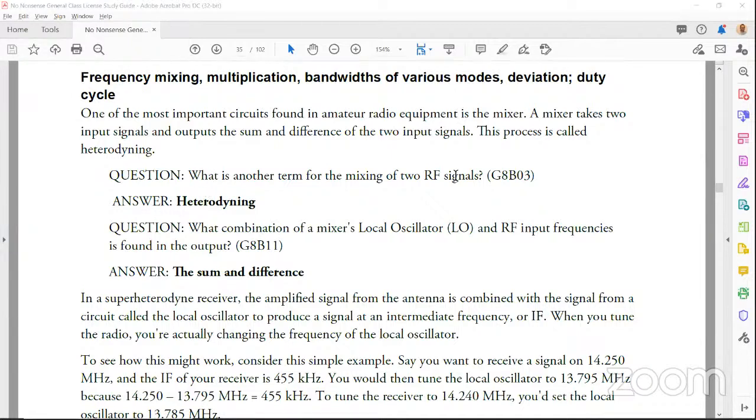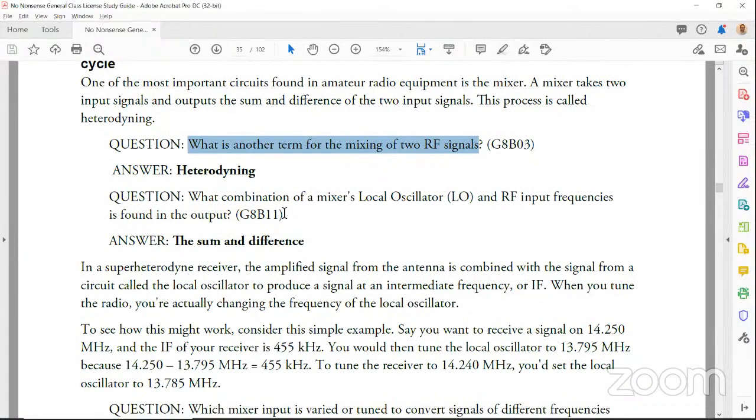So, going straight in. First question, what is another term for the mixing of two radio frequency signals? Straightforward question. Last class, we learned that heterodyning is the term used for mixing. So again, we have to use a fancy term, and that term is heterodyning.